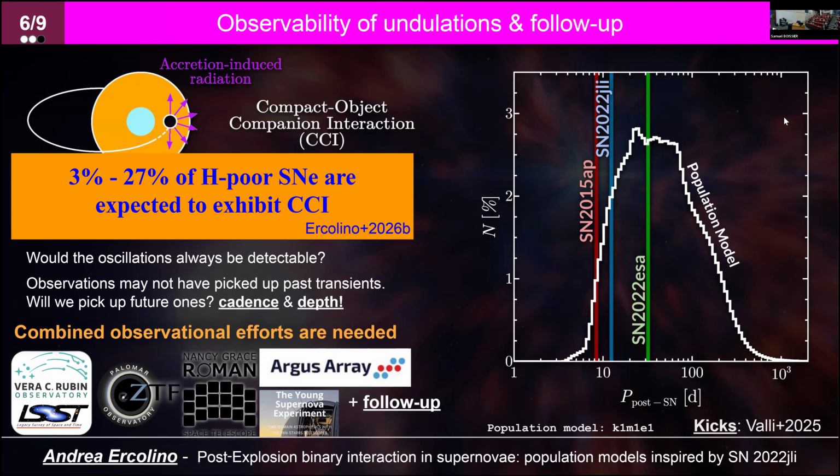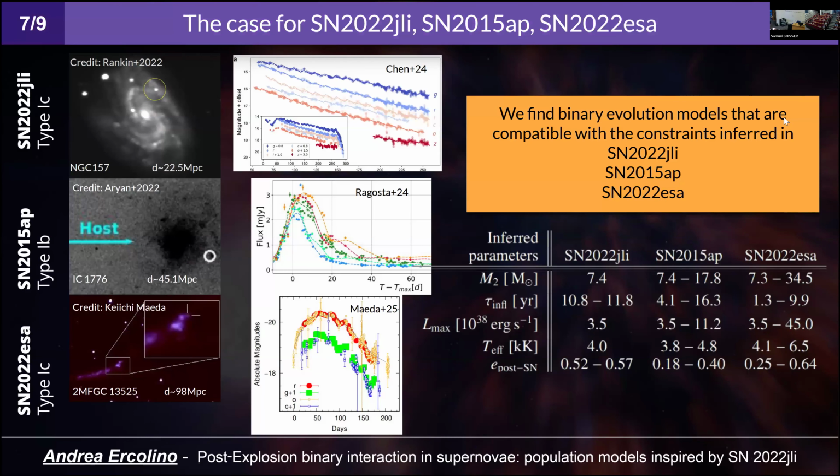But having this means that we can then go back and say, okay, we have these constraints on these supernovae. Let's see how many of our binary models would basically match these constraints. And what we find is that we actually find a plethora of binary models that can potentially give rise to the observed undulations in these supernovae that you see here. And what we can then do is to look at what's the property of the companion star.